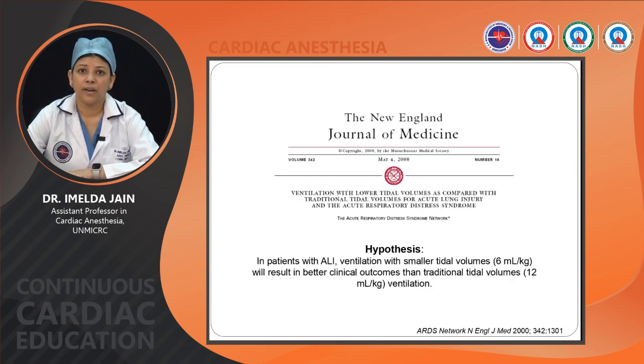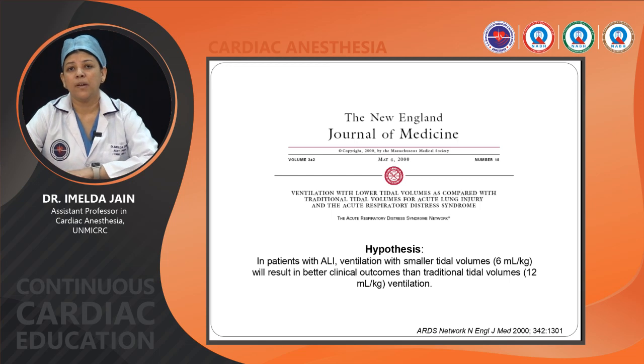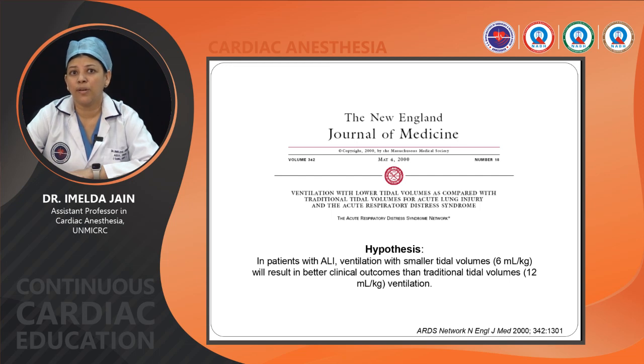The ARMA study, conducted by the Acute Respiratory Distress Syndrome Network, was published in 2000 in the New England Journal of Medicine, and the hypothesis was that in patients with acute lung injury, ventilation with smaller tidal volumes, that is 6 ml per kg body weight, will result in better clinical outcomes than traditional tidal volumes of 12 ml per kg body weight ventilation.